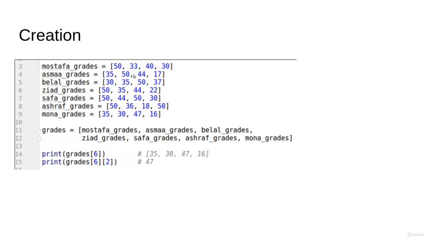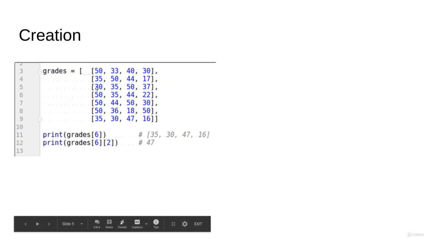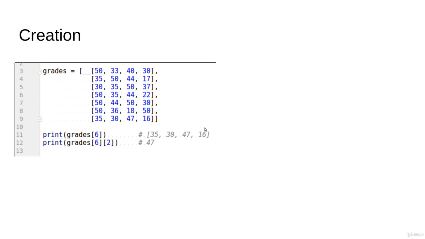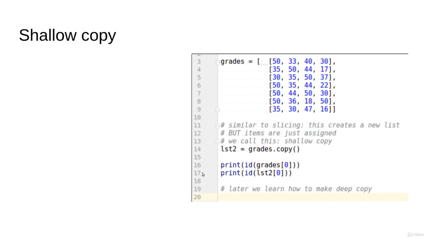So one way one can create the grades of Mustafa, Asma, Bilal, Muna, and so on, and create one big list and put all of them together. Now grades of 6 is the grade of the last student here, which will be these 4 numbers. Grades of 6 and 2, it will be 47. Or you can just create it as just one big list of lists in a very direct way.